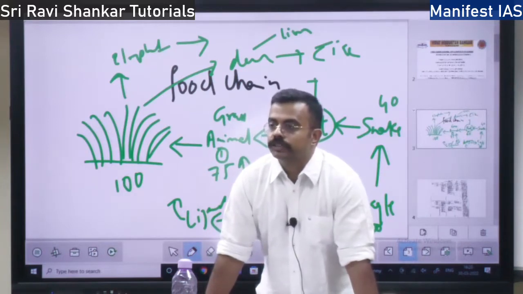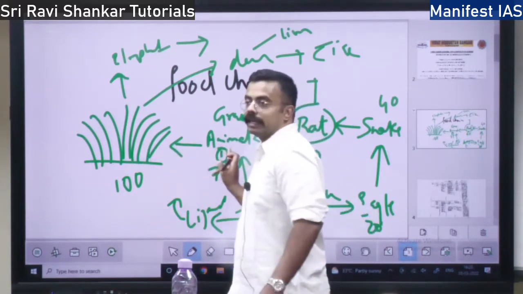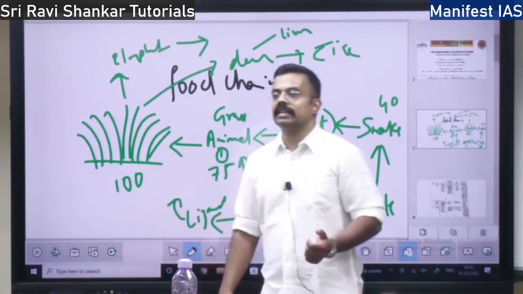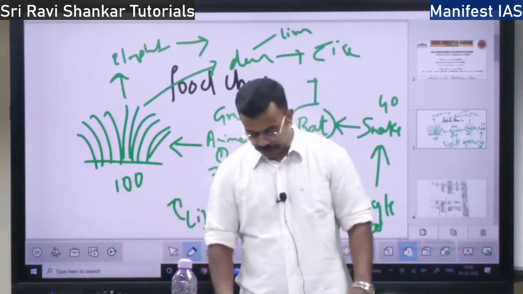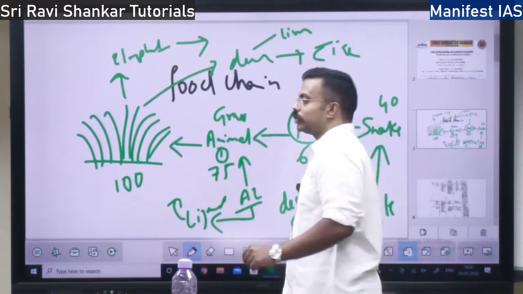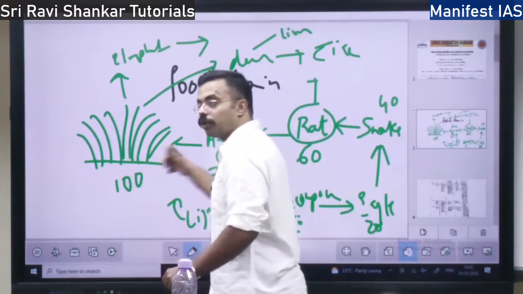One is the grazing food chain. Grazing food chain is what I have told you here. This one. Grazing means eating the grass. So that is the first food chain. Then you have the second food chain, see here, from grass it progresses.